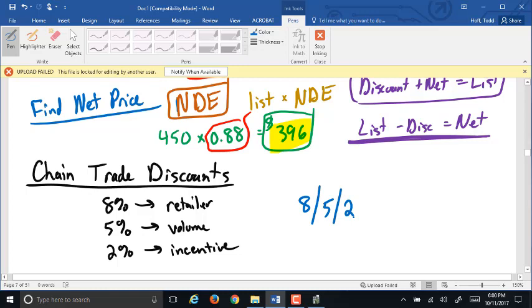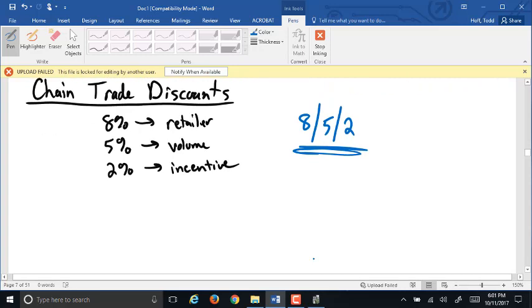It's an 8-5-2 discount. Now I'm going to warn you, that looks an awful lot like a calendar date. And there are going to be a few other things that we're going to deal with tonight that look a lot like calendar dates, that have similar notations. So make sure you're looking at the context of the problem and you're absolutely sure what it stands for. So here, this would either be labeled as a trade discount or a chain discount. And it's standing for that discount from the wholesaler to the retailer.